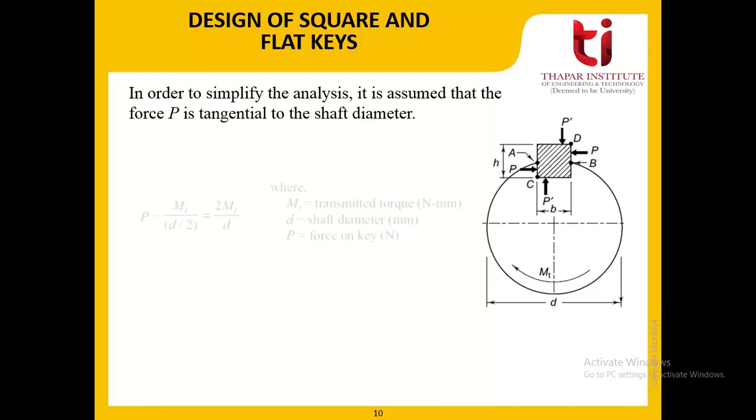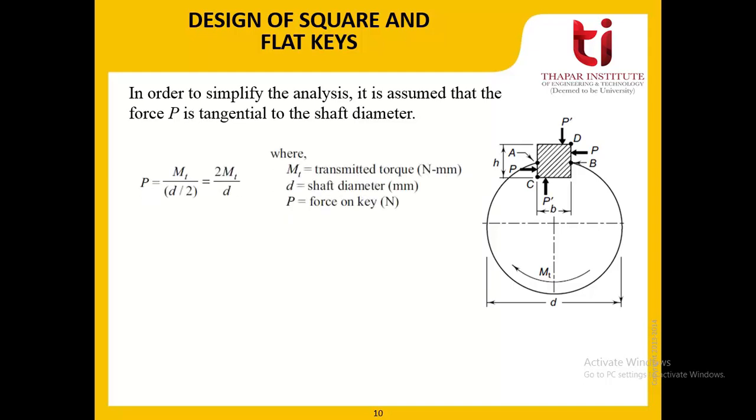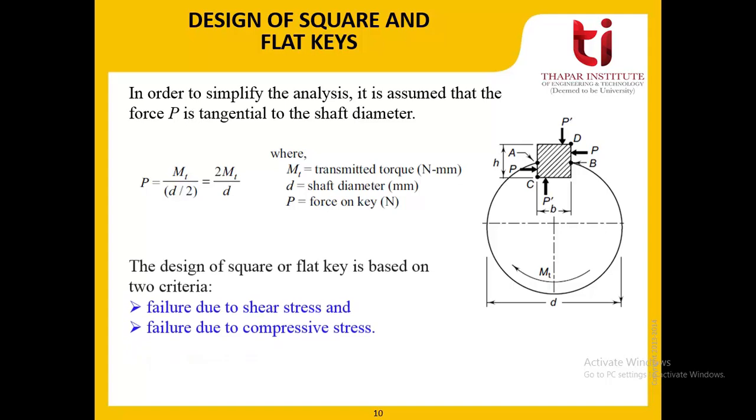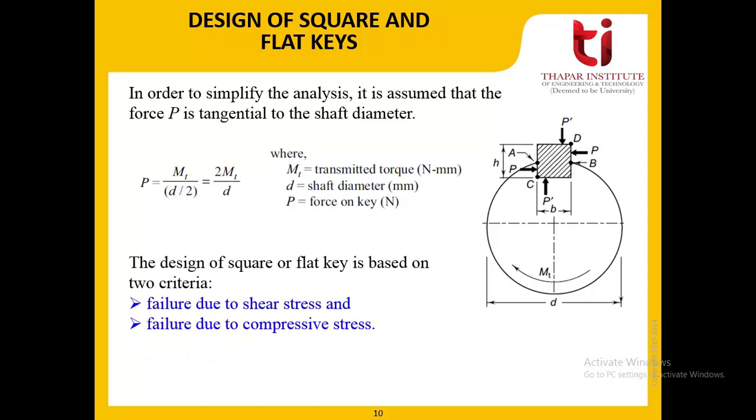If we see this, P can be equated to the torque transmitted: Mt is equal to P into d by 2, the half distance, so P is equal to Mt divided by d by 2. So we get this expression for the force. Since we know the RPM and the power capacity, Mt is generally known to us. That means P, the force acting on the key, is known to us. So now let us go with the design.